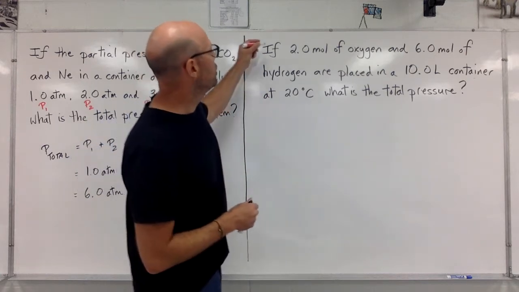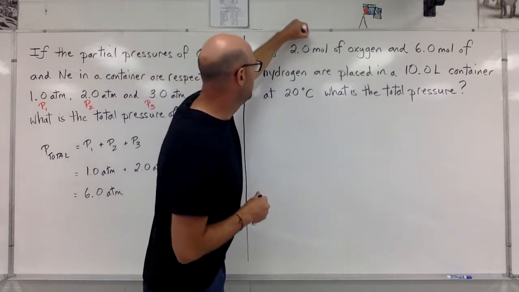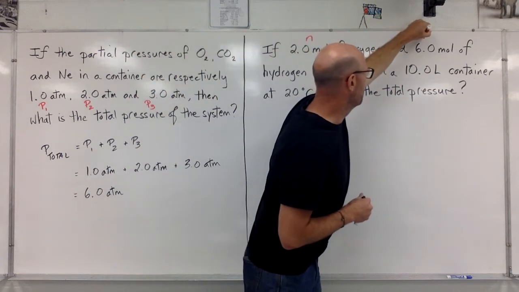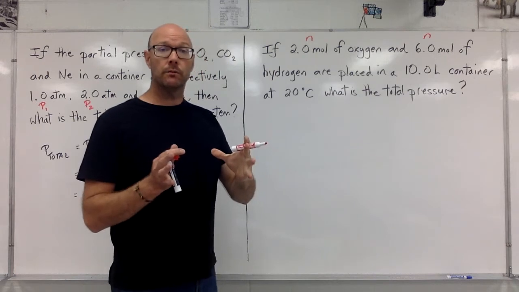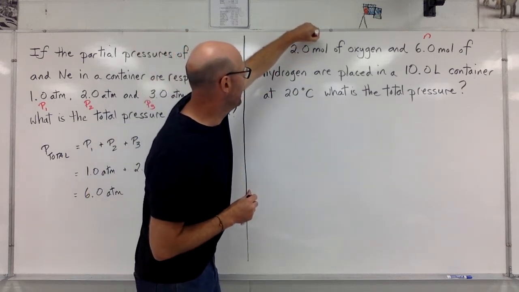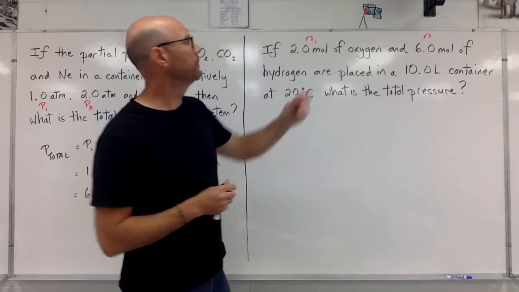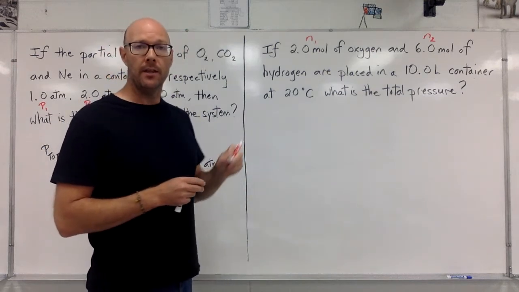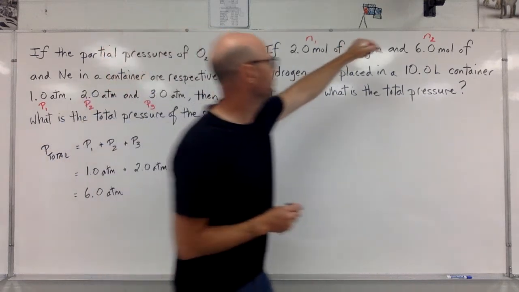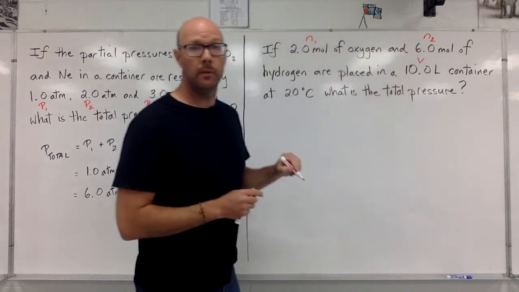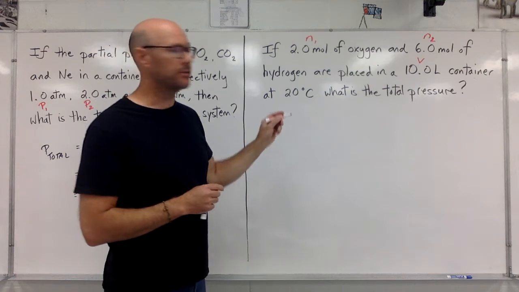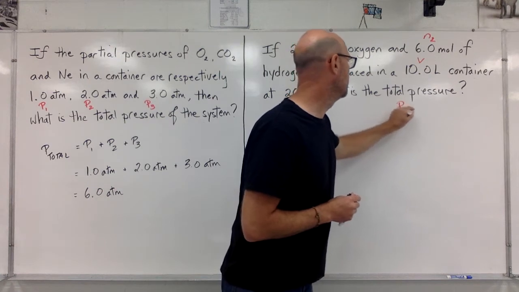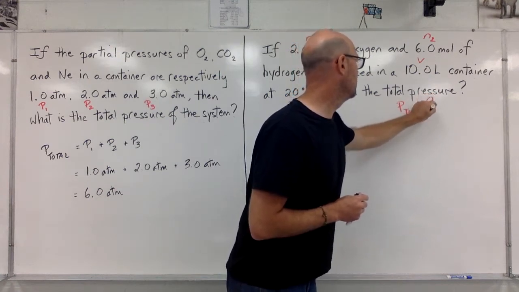I'm going to put my labels in. 2.0 moles of oxygen, that's a moles. 6.0 moles of hydrogen, that's also a moles. Oh, but we have oxygen and hydrogen, so I'm going to call this one N1. It's our first gas. And then N2 for our second mole value that goes with the hydrogen. They're in a 10.0 liter container. That's the volume. And we have the temperature, 20 degrees Celsius. We're being asked, what's the P total?